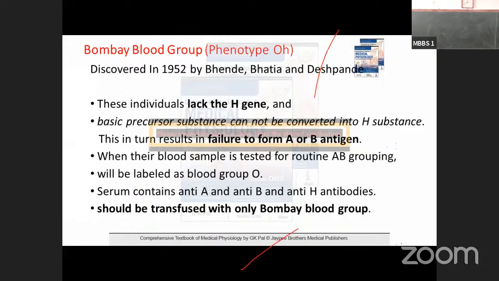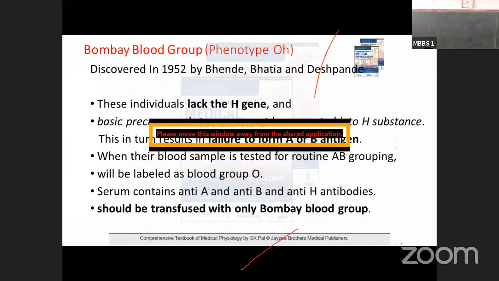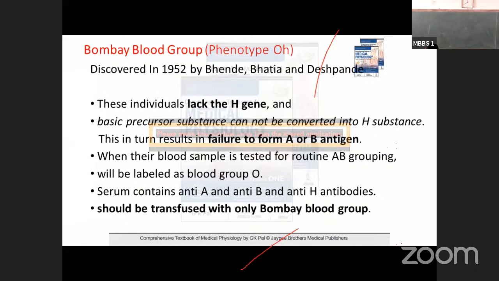Bombay blood group, again this is a viva question, was discovered in 1952 by Bhende, Bhatia and Deshpande. In these individuals, the H gene is absent, and there is no formation of A and B antigens, because the A and B genes are also absent. When this sample is checked for ABO grouping, they are labeled as O because A antigen and B antigen are absent.